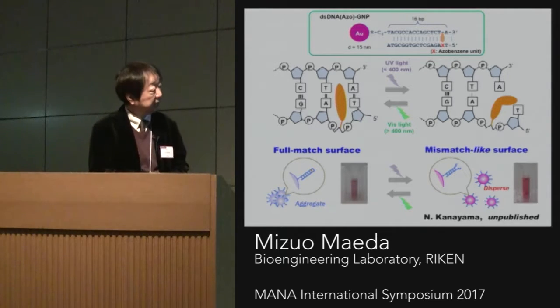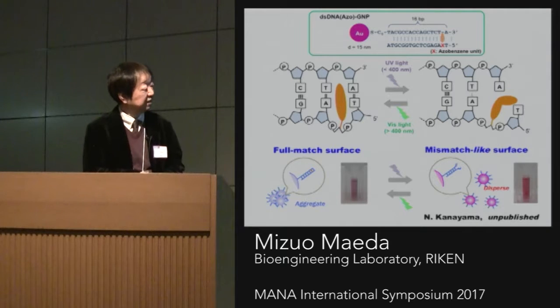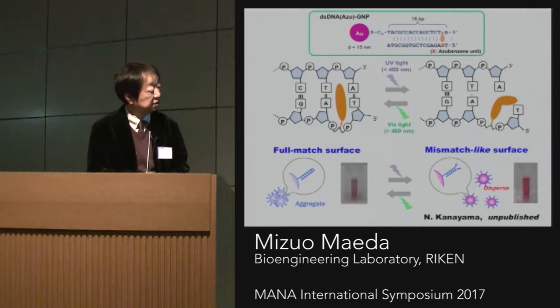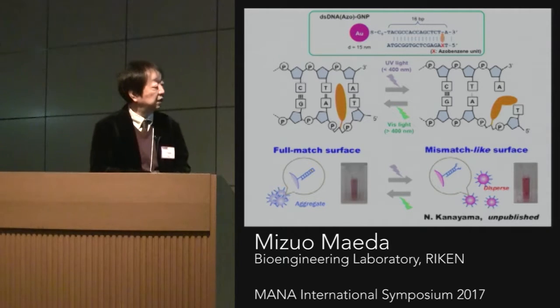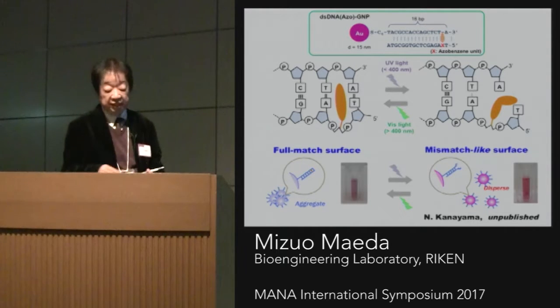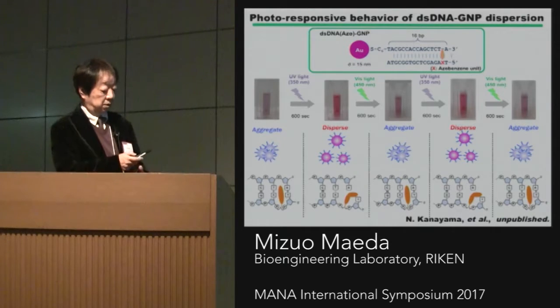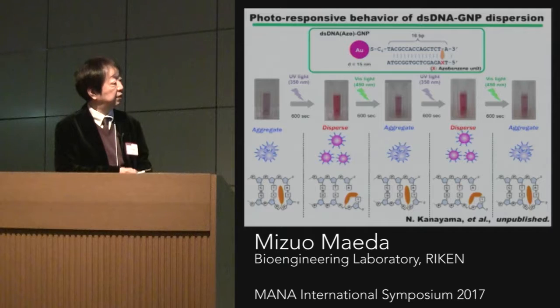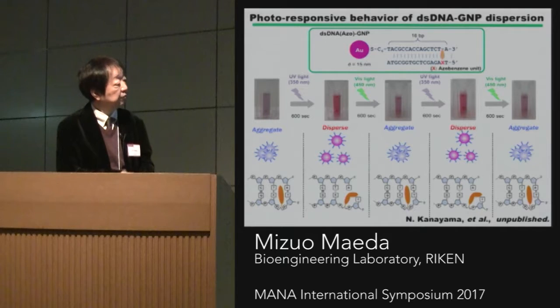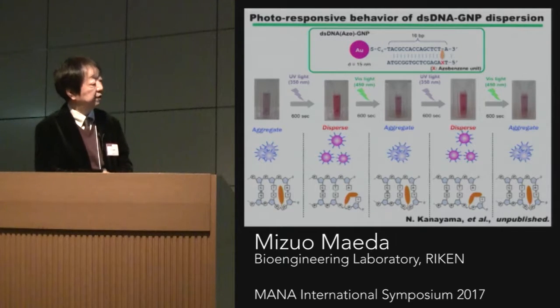this. But if you add UV light to this cuvette, then you can see the color change to give a reddish color. This means nanoparticles are dispersed with this photo irradiation. And this change was fully reversible. With the irradiation of UV, you can see a reddish color. And if you irradiate visible light for 10 minutes, then you can obtain purple color due to aggregated gold nanoparticles. Then again, UV light to give reddish color, and then purple color with visible light.